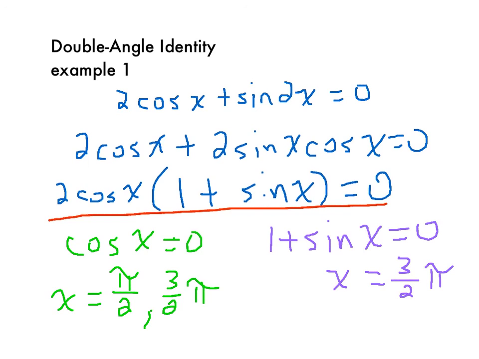Alright, so the specific answers for this particular equation, if we restrict ourselves to answers being between 0 and 2 pi, we have our angle can either be equal to pi over 2 or it can be equal to 3/2 pi. Both those answers are sufficient.